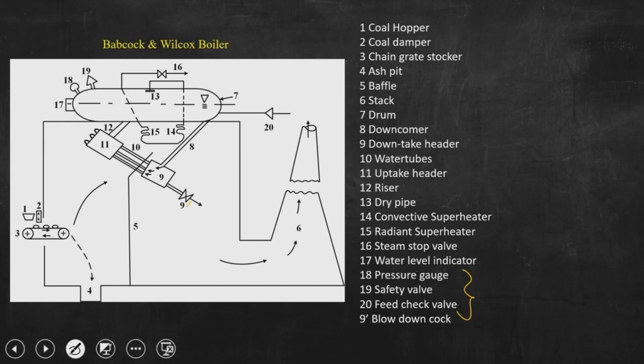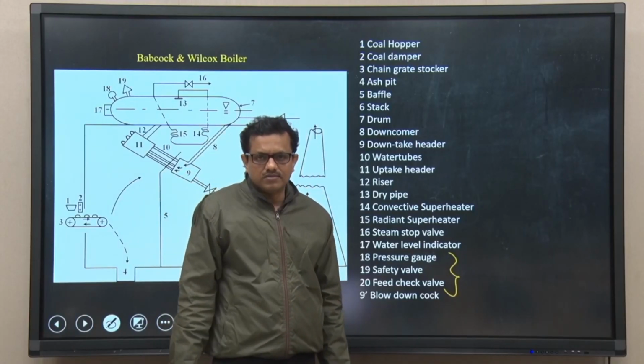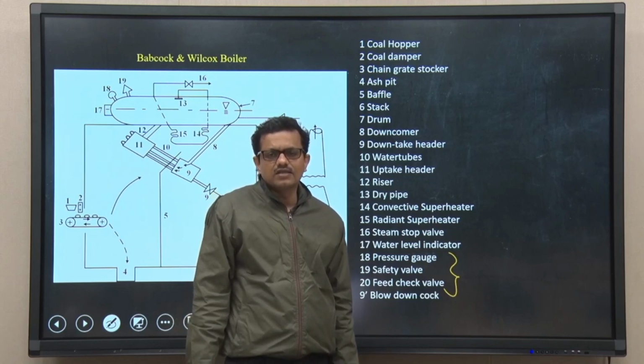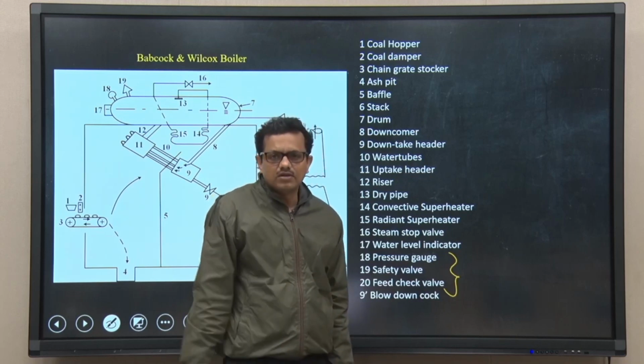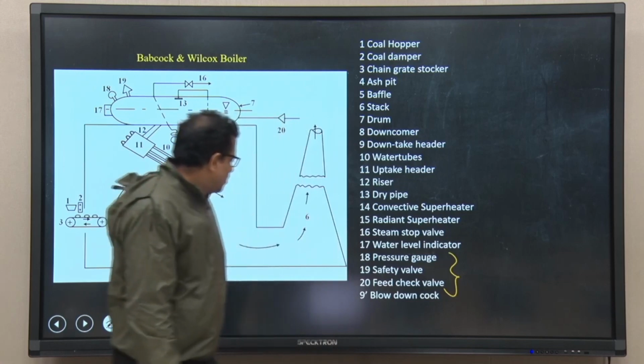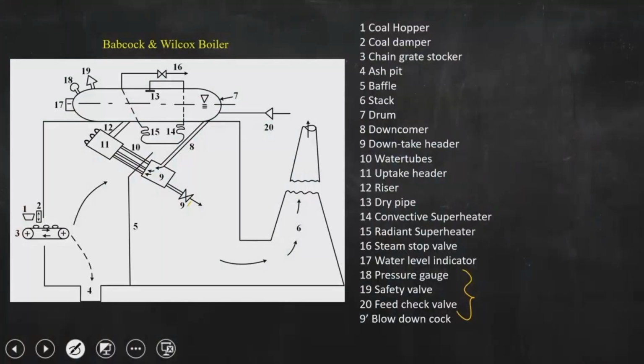I will discuss in one of the classes two important terminologies: one is known as accessories, the other is mountings. The pressure gauge, safety valve and feed check valve are common to all types of boiler. And lastly 9 prime, that is the blow down cock. So, if I write here, this is blow down cock, 9 prime.